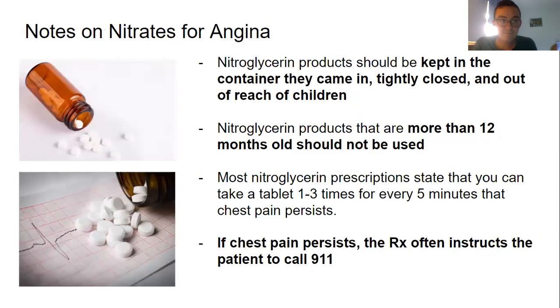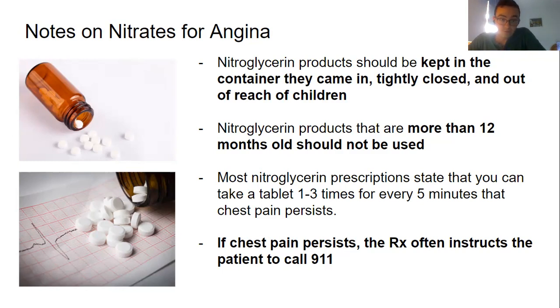Now, notes on nitrates. Nitroglycerin products have to be kept in the container they come in. You can see it's that little amber vial right there. It's actually really, really tiny, and those drugs are extremely tiny as well, those tablets. They are actually dissolved under the tongue. They're not swallowed like other medication. They are dissolved instantly under the tongue. They absorb right through the buccal membrane, as we would call it, and immediately you should at least start to get that chest pain relief.